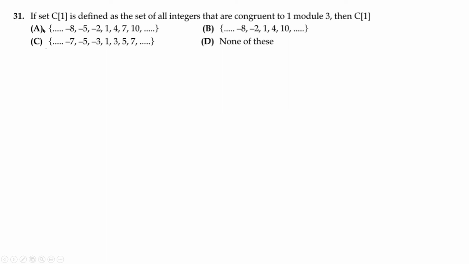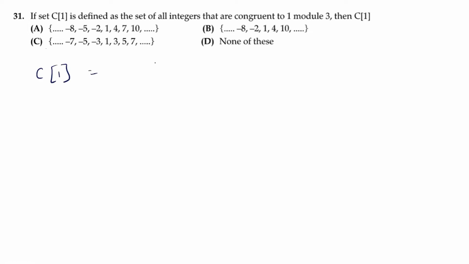Next question, if the set C of 1, that is the equivalence class of 1, is defined as the set of all integers that are congruent to 1 modulo 3, then C of 1 is. Here the equivalence class of 1 which are congruent to 1 modulo 3 is nothing but the various integers which when divided by 3 will give the remainder as 1. So that is C of 1.